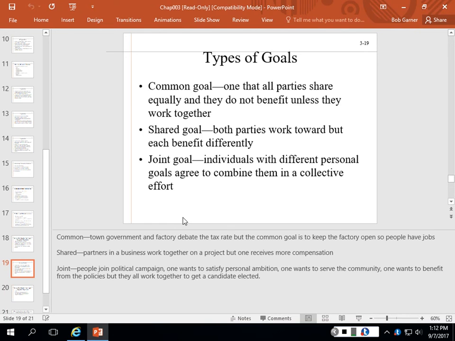And then a joint goal. Individuals with different personal goals agree to combine them in a collective effort. That's like a political campaign. There are different factions that all support the same party. They do it for different reasons, but they all work together to get that person elected because the end goal is the same. Those are called common goals, shared goals, and joint goals. Just understand and know the differences between those three.